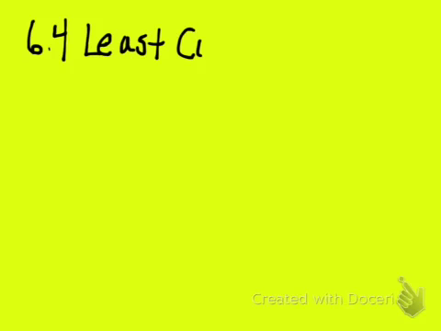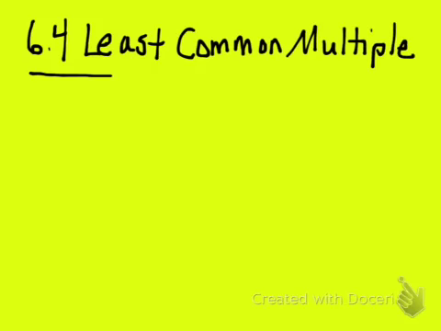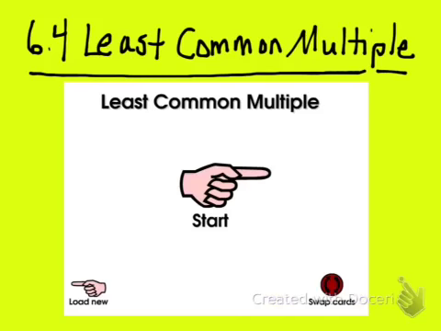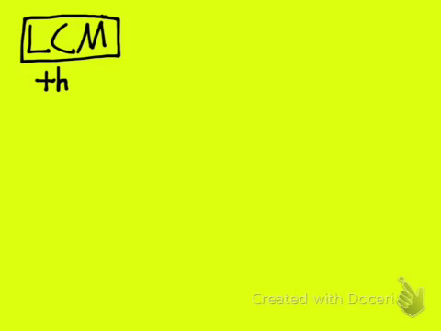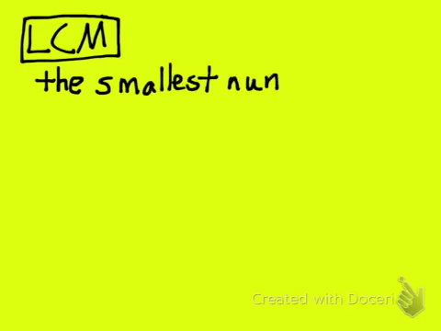Alright guys, in this session we're going to take a look at 6.4, least common multiple. So yesterday we worked with greatest common factor, and now we're going to work with the least common multiple. Okay, here we go. The least common multiple, what is it to begin with? It is the smallest number that two or more given numbers can go into.